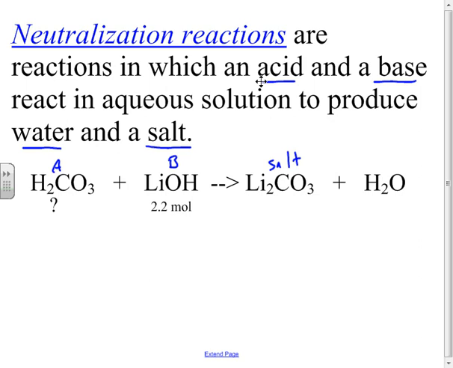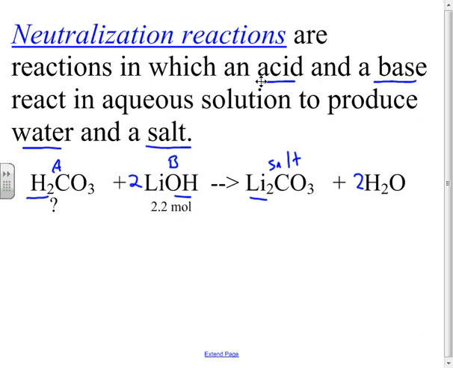All stoichiometry is predicated on balanced chemical equations, so you must make sure that it is balanced. Here we have 2 lithiums, so I need to put a 2 there. That gives me 2 hydrogens and 2 hydroxyls, so that will produce 2 waters. And then stoichiometry is based on these mole ratios from the balanced chemical equation.